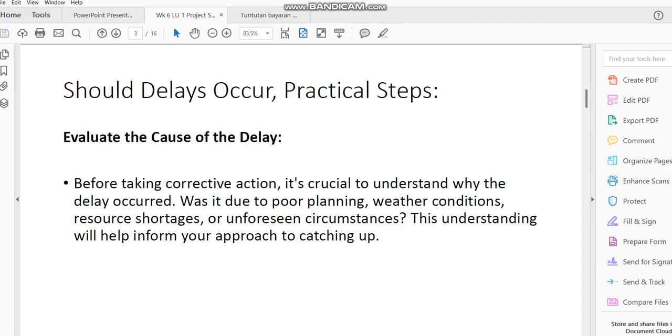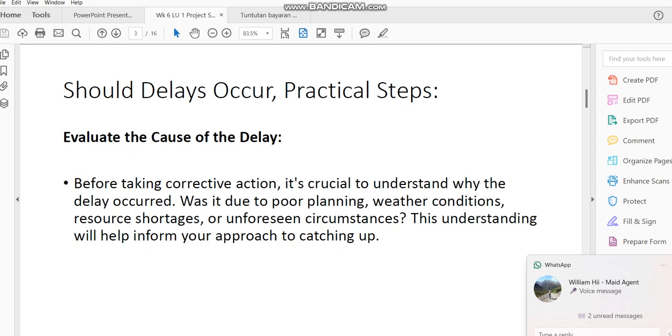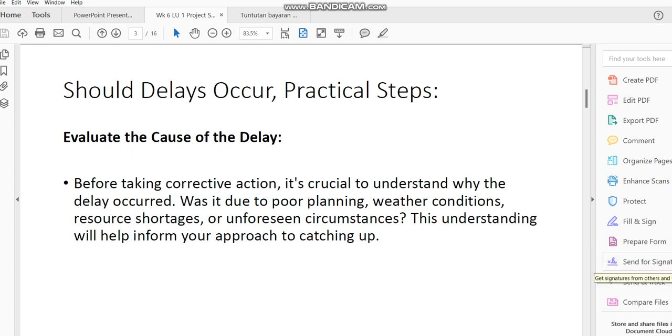And that overshooting of time is what we call delay. Okay. So delay means that you're not meeting the schedule, you are going to extend the schedule. These are all called delay. Okay. So we will have to take corrective actions. So there are some practical corrective actions.